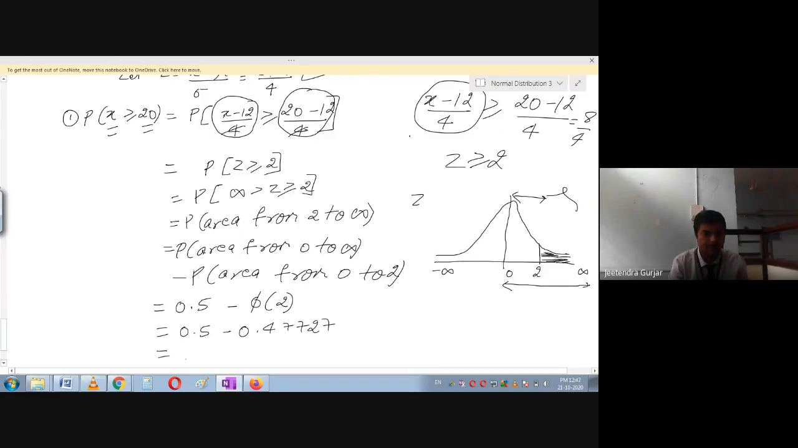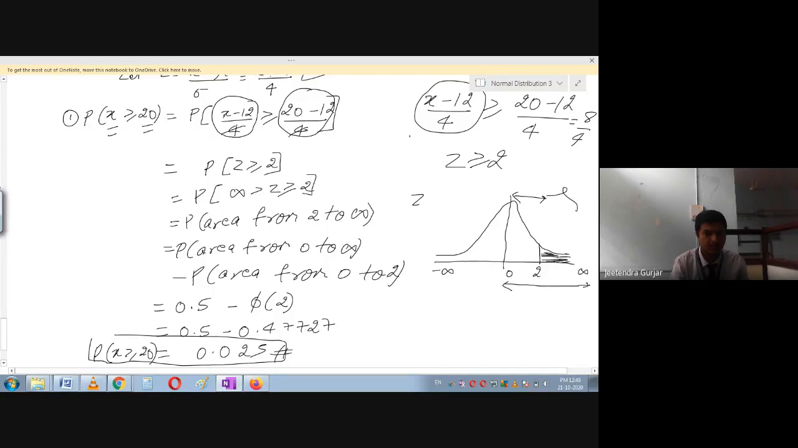Then when you simplify this, you are going to get 0.025. Yes, this is the correct answer. Therefore, this is the probability x greater than or equal to 20. So this is a correct answer, students.